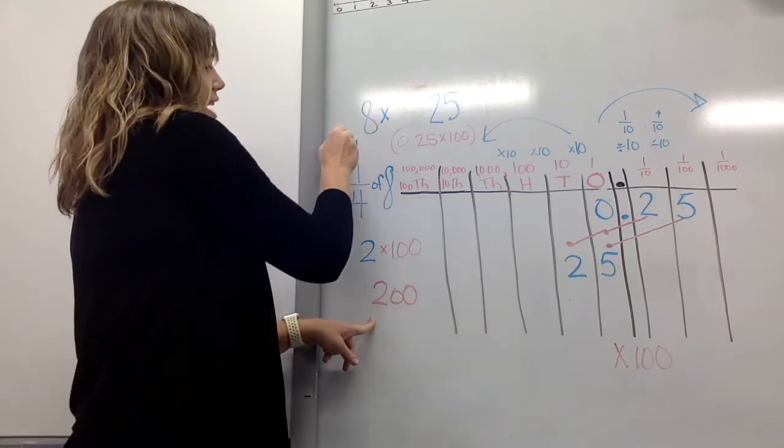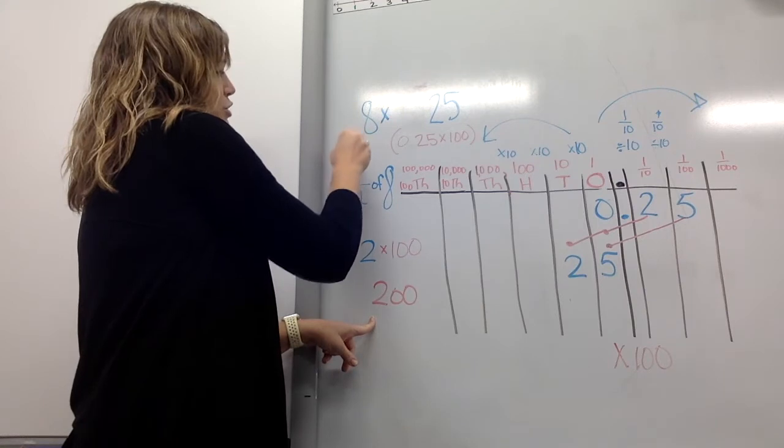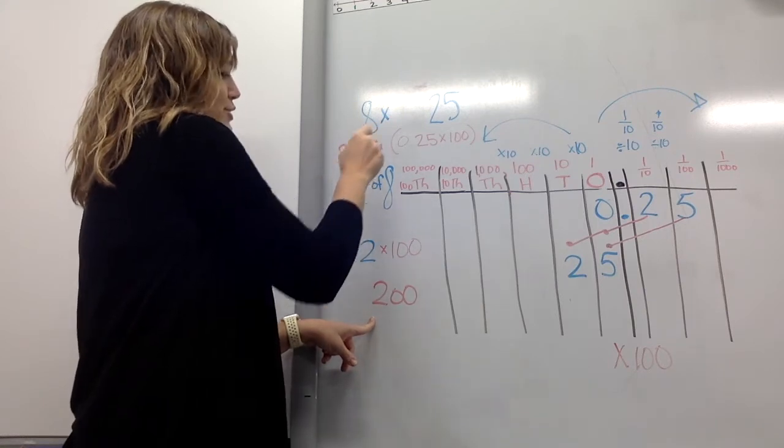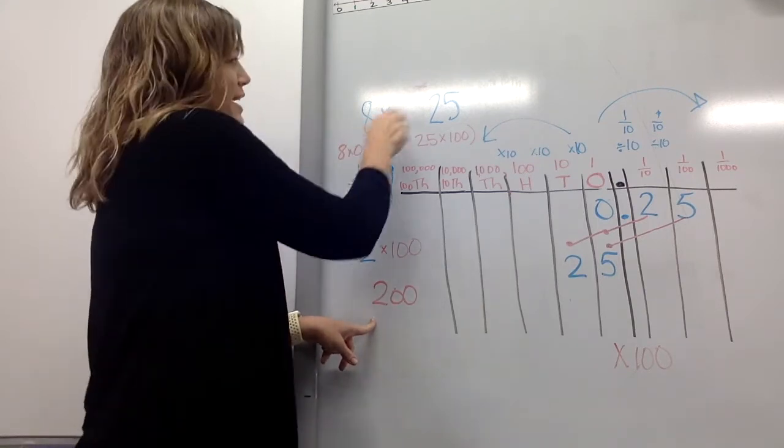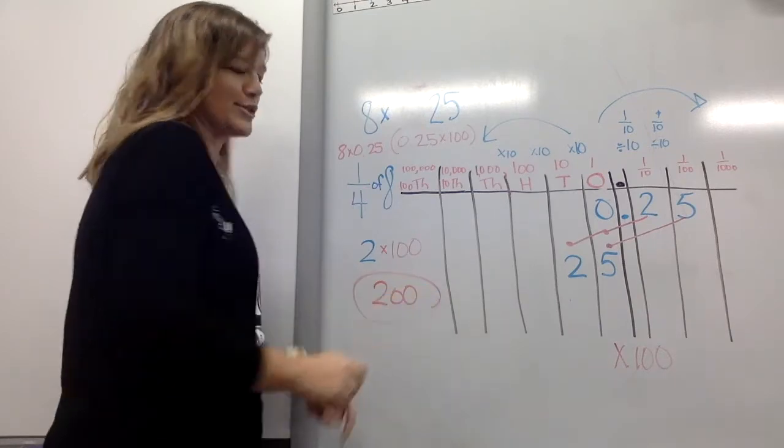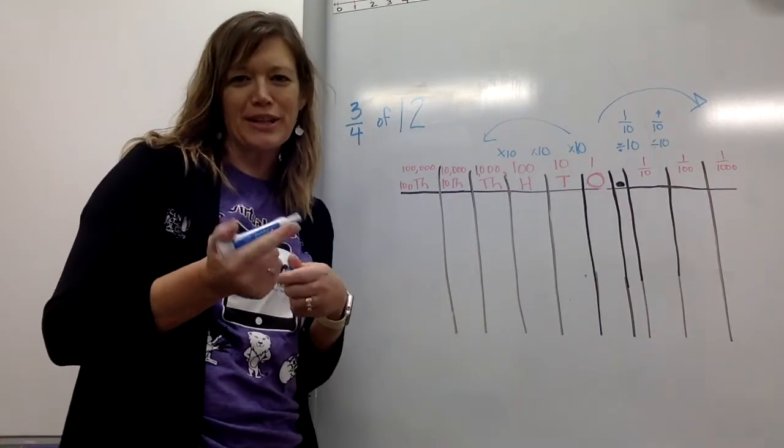8 times 25 hundredths is 2. 8 times 25 is 200. Let's take a look at another problem.